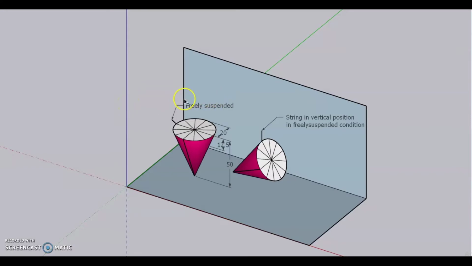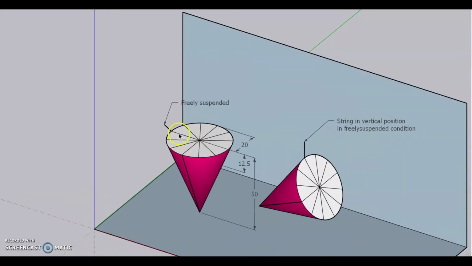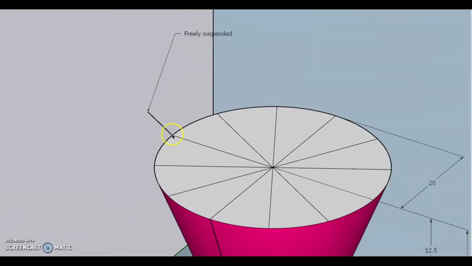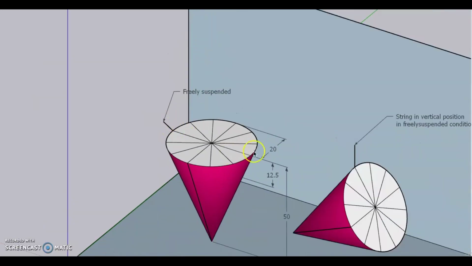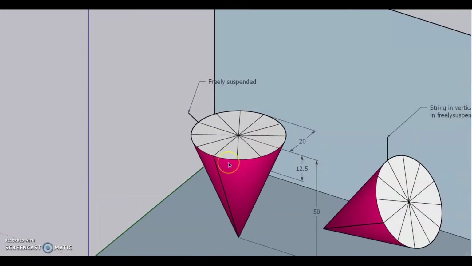Now here we will consider a problem on a cone which is freely suspended in air by means of a string which is attached at a circumference point on its base circle. The base circle is of 40 mm diameter and the height is 50 mm.